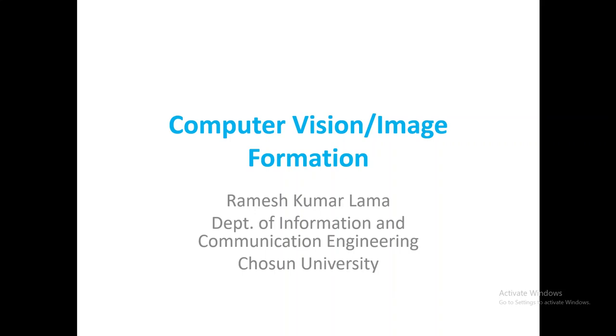This is Ramesh Lama. Today we will be discussing the image formation model in computer vision. As we know, computer vision is about making computers able to see, which means given a picture or image, a computer can tell us about that picture or image. So we will start our journey of computer vision with the definition of digital image and videos.